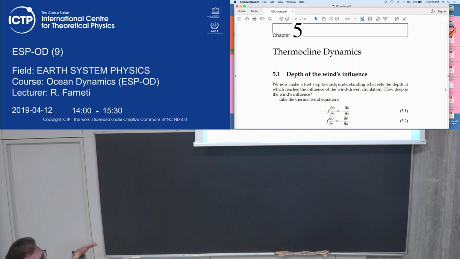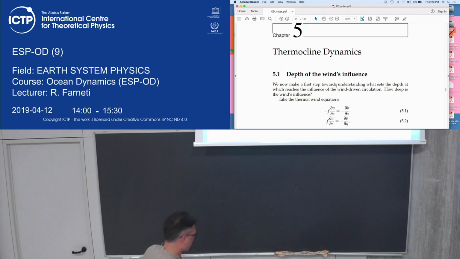So there must be a scale that you can derive for the thickness of this wind-driven gyre. And below this wind-driven gyre, there will be another, different circulation, which is the meridional overturning circulation that we will see later. So now we're going to see a few attempts at deriving scalings of the depth of the wind's influence. Okay?